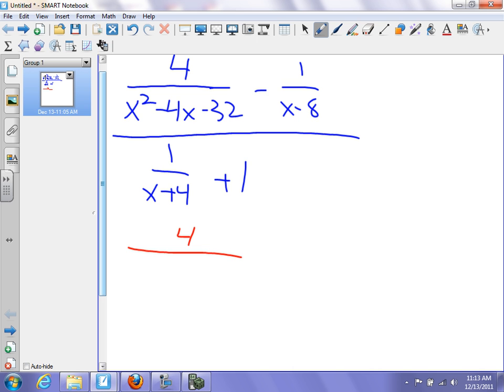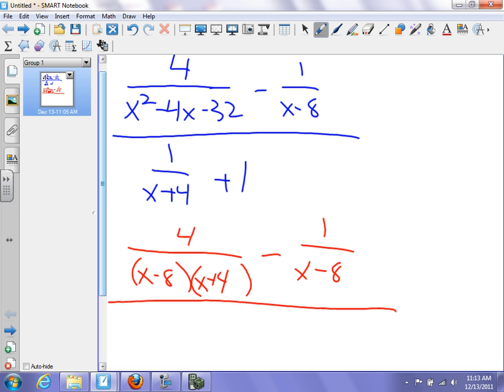Okay, so I'm going to FOIL it out. I know I have an x and an x, and it looks like an 8 and a 4 should do that. Negative 8 and positive 4, and so that will equal my trinomial up here. So I've got that partially factored, and then I go minus 1 over x minus 8. And all of this is over still 1 over x plus 4 plus 1.